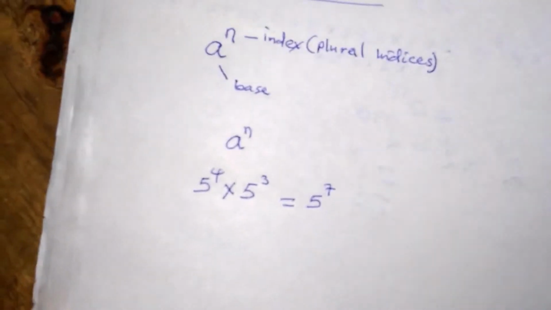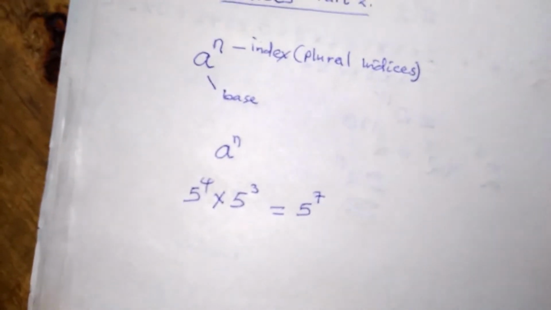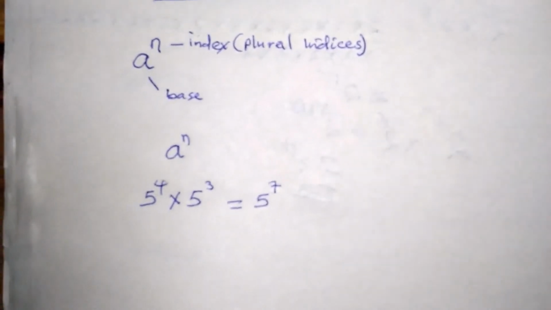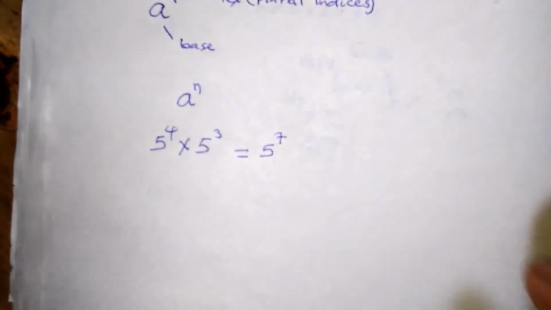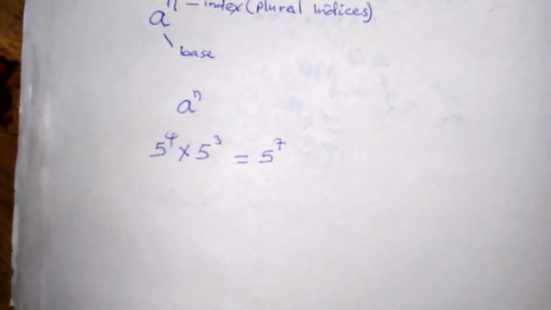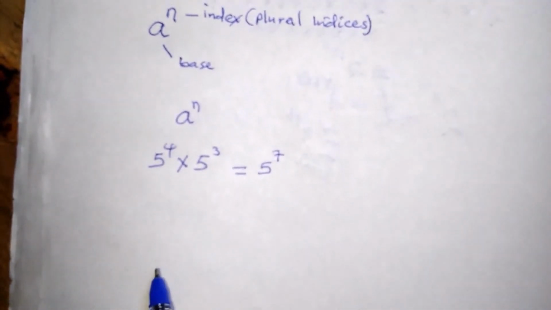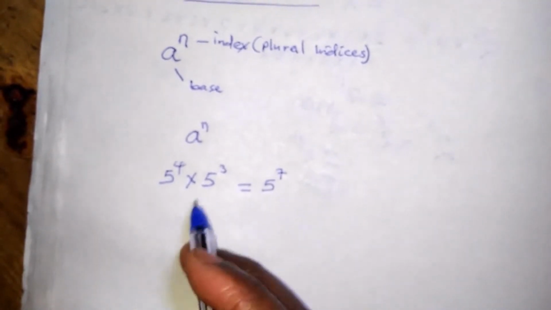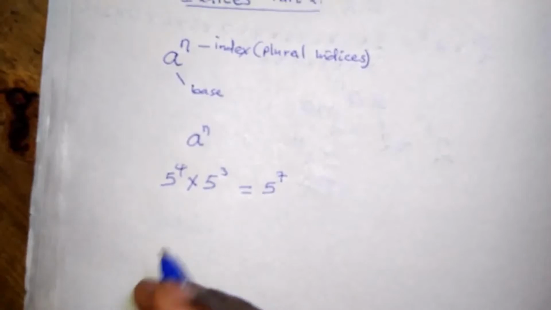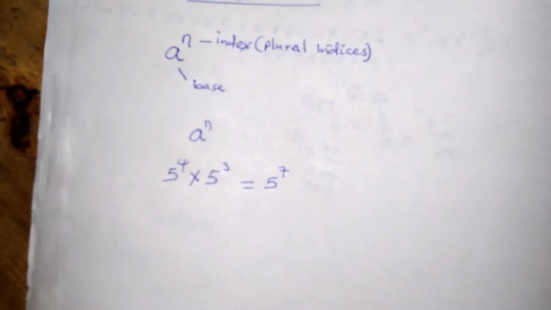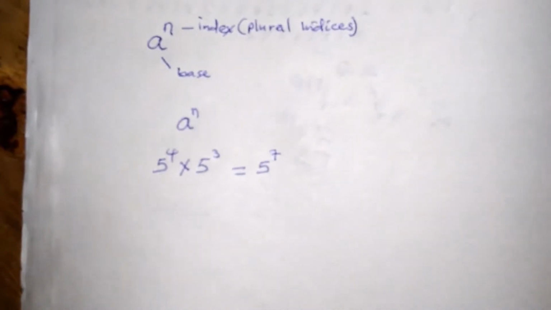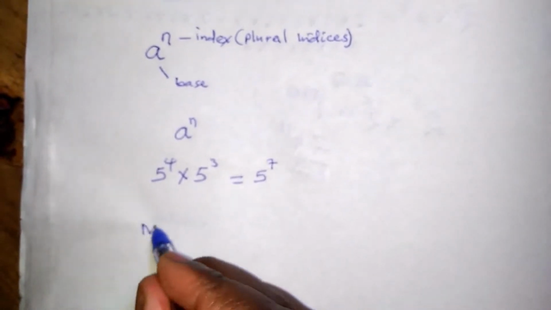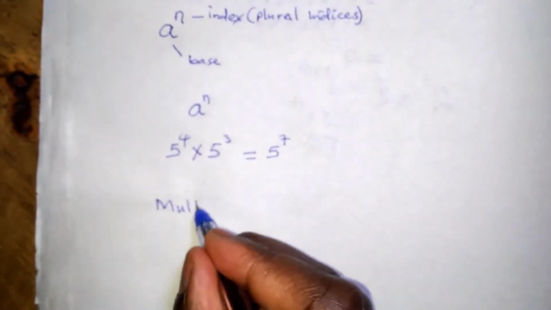Now, in this video we want to focus more on different operations on indices, and it is important to note that a number of mathematical operations can be done using indices. For instance, we've just worked on multiplication, and there are rules that we use when working on indices, and we will begin with multiplication. So multiplying indices.